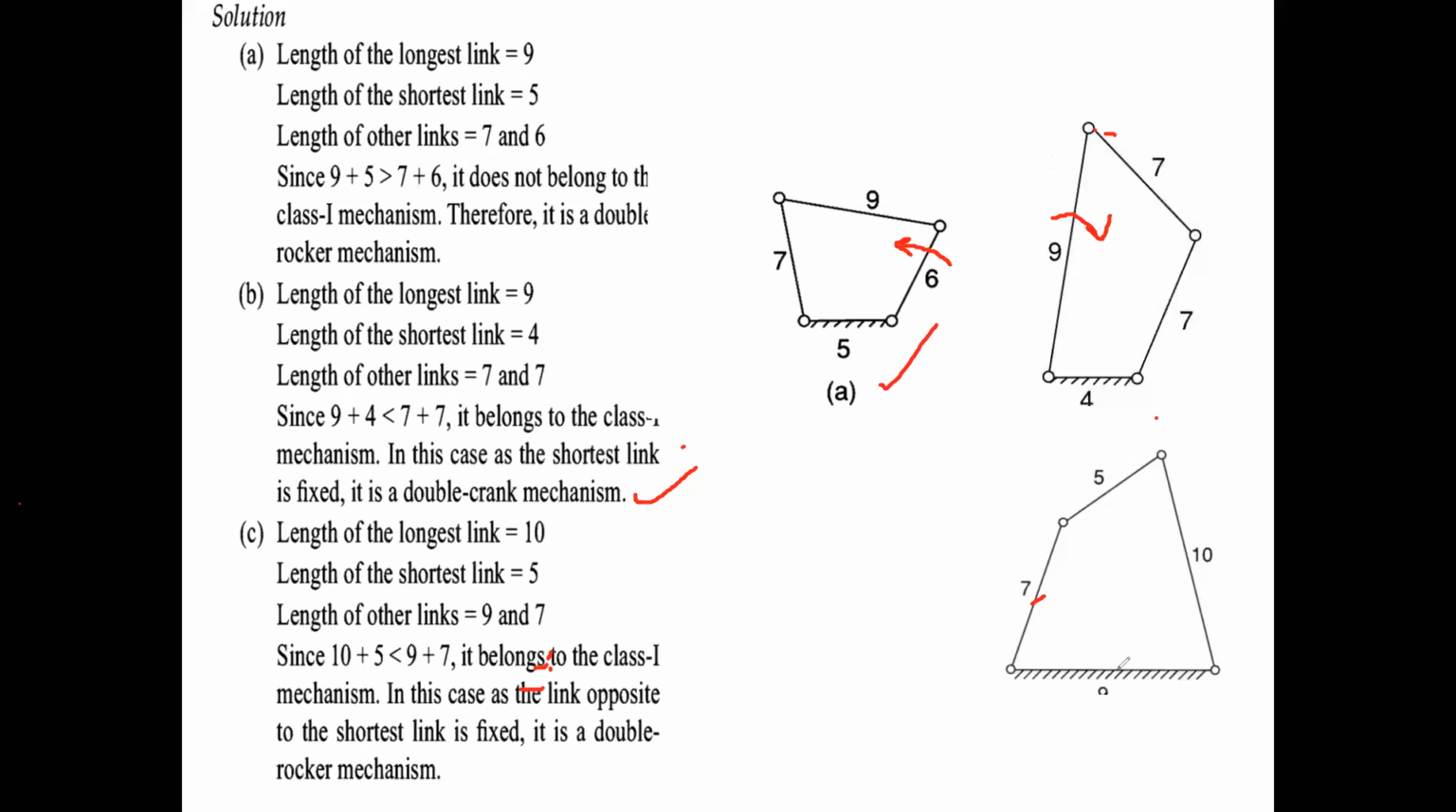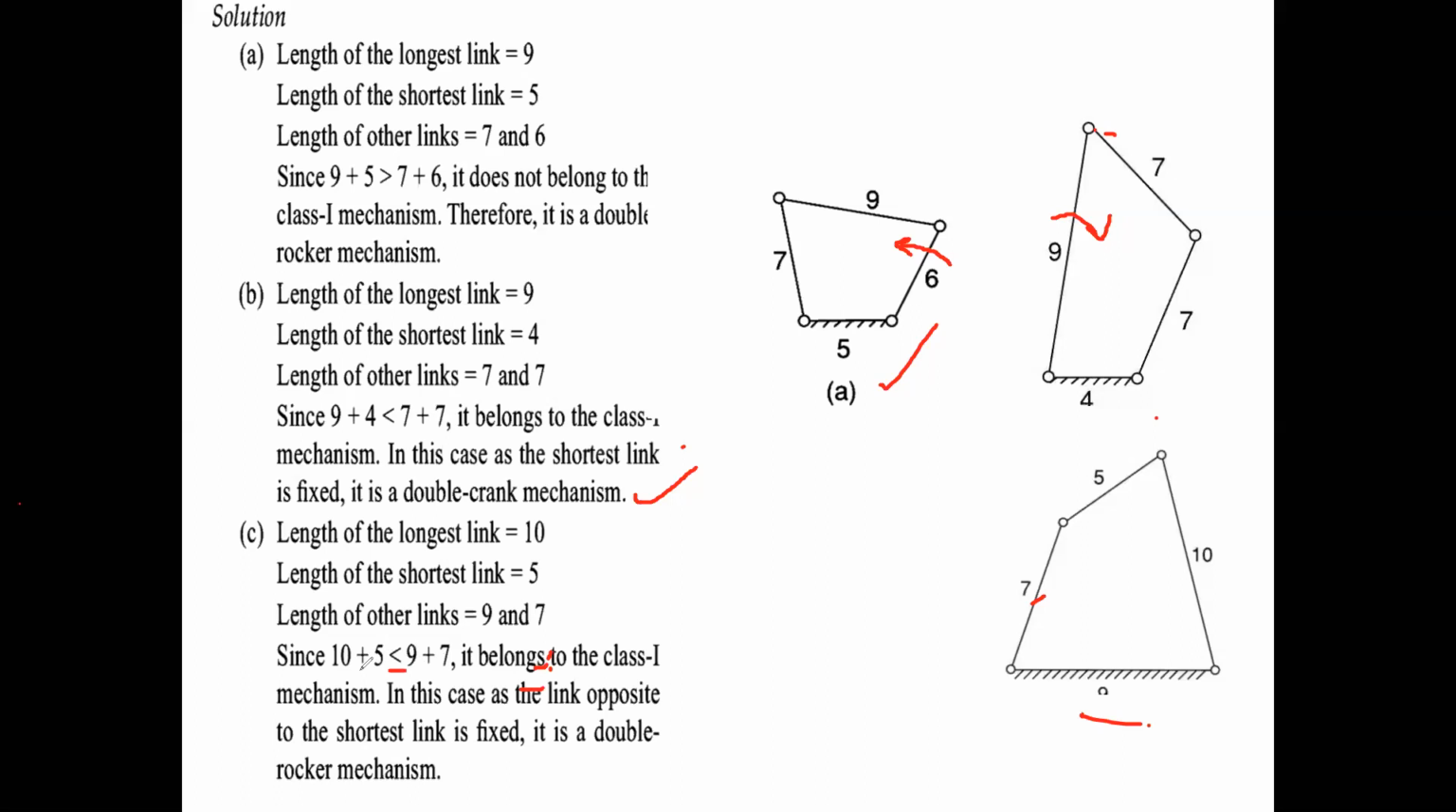Next, the third one is also there. Just observe this one. First you have to identify the longest and shortest link lengths. Shortest is 5, longest is 10. Now we have to write 10 plus 5, and the other two link lengths, 7 plus 9. So the LHS value is 15 and the RHS value is 16.